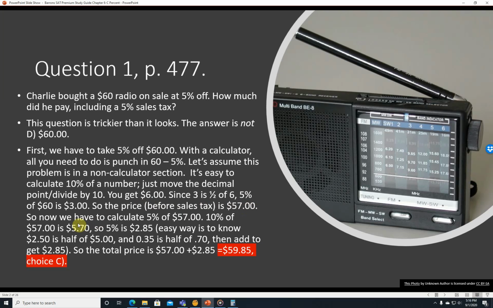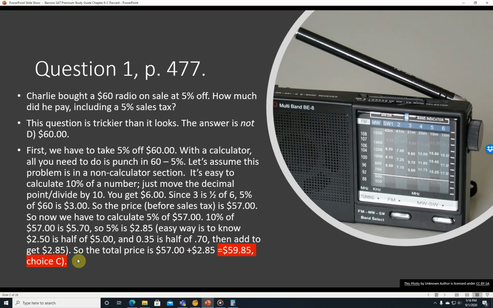So now we have to calculate 5% of $57. 10% of $57 is $5.70, so 5% is $2.85. An easy way to do this without touching your calculator is we know that $2.50 is half of $5. So you divide the $5 by 2, and then half of 70 cents is 35 cents. So $2.50 plus 35 cents is $2.85. Then we add $57 plus $2.85 to get $59.85, choice C.